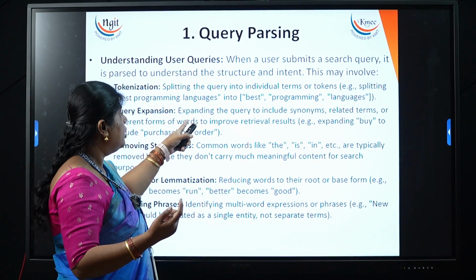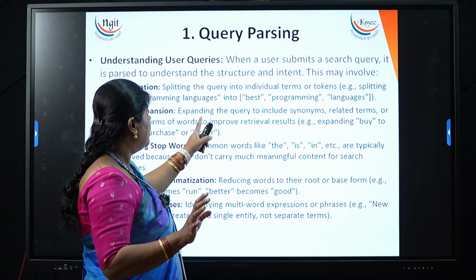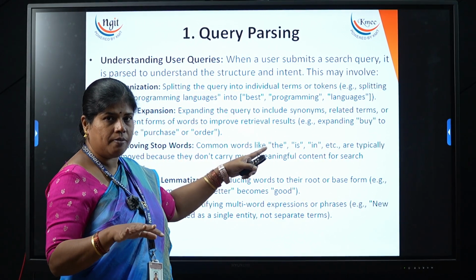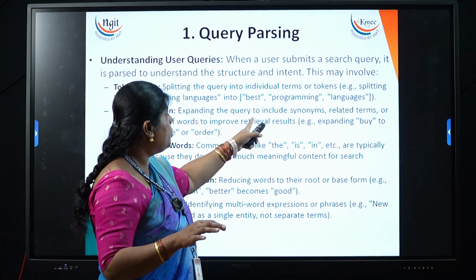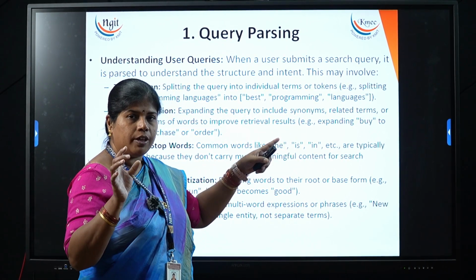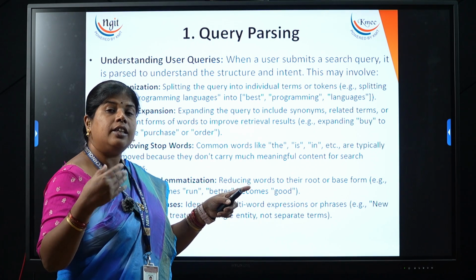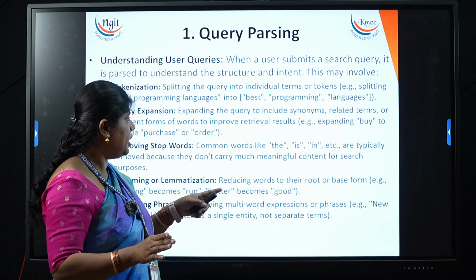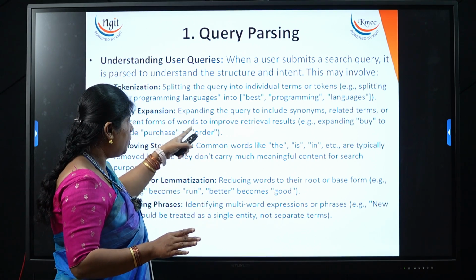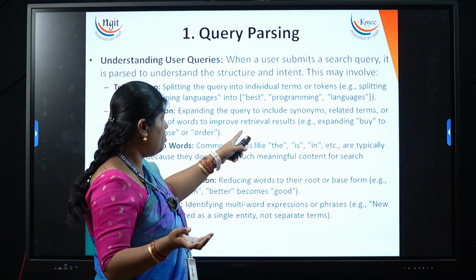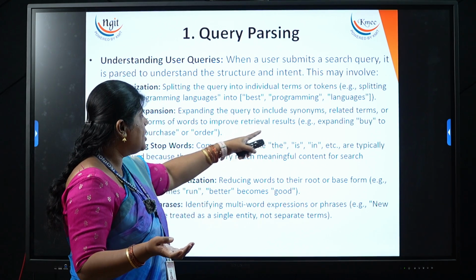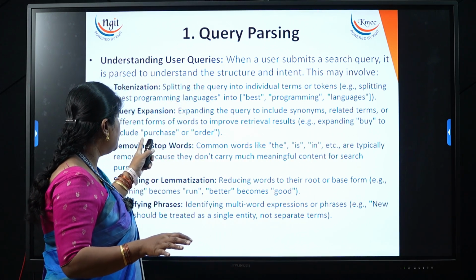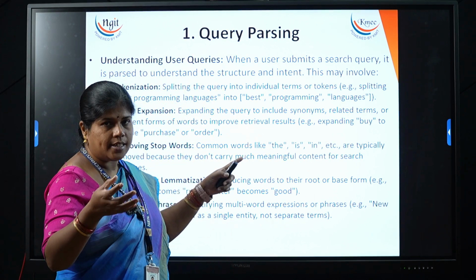Query expansion. What we are doing here, listen. Expanding the query to include synonyms. Already we have learned in the previous units that if you include synonyms of your query terms, then the retrieval will be easier, and more relevant documents will be retrieved. And here what we are doing, we want to improve the retrieval results. Okay. Means if the user gives the query as buy, then what am I including? Purchase or order as its synonyms.